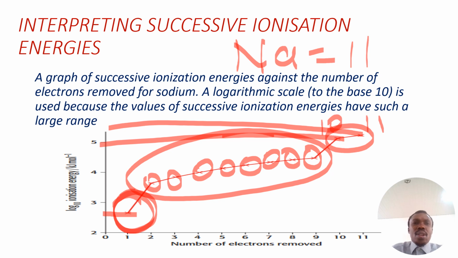They are closest to the nucleus and they have the greatest ionization energy. So we can use this to interpret successive ionization energy: the distance of the electron from the nucleus affects the ionization energy. Electrons that are far away from the nucleus have less ionization energy and are easily removed. Those that are closer to the nucleus have the highest ionization energy and are very difficult to remove. So you can use a graph of ionization energy against the number of electrons to interpret successive ionization energies.